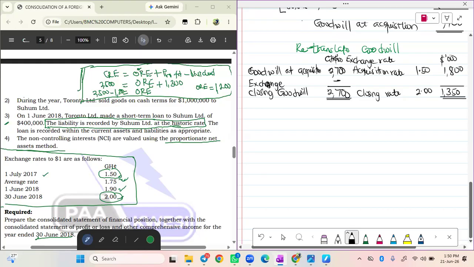So the difference, will it be an exchange gain or exchange loss? This is an exchange loss. Yes, it has reduced in value. 450.